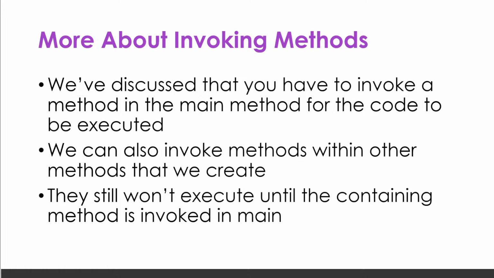All right, and I think a lot of this we've already talked about, so we can just flow right through some of this stuff. We talked about invoking methods. Methods can also be invoked within other methods, right? So I don't just have to invoke a method within main. I can invoke it in a different method, as long as some method in the chain gets invoked in main, then we are fine. But it still won't execute until the containing method is invoked in main. We'll do a little example here in a minute.